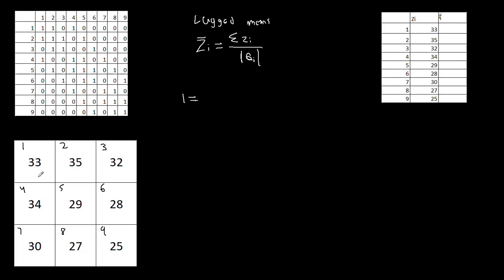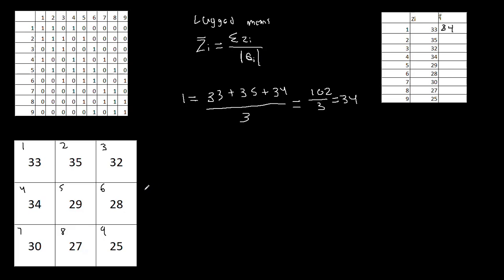1 has 3 neighbors. It has itself, 4, and 2. So that's going to be 33 plus 35 plus 34. Looking at the weights matrix, I see that 1 is adjacent to 1, 2, and 4, so I'm pulling out the values of 1, 2, and 4. That's where these are coming from. Then we divide that by the total number of neighbors, which in this case is 3, giving us 102 over 3, which is 34. So we can put a value of 34 right there.